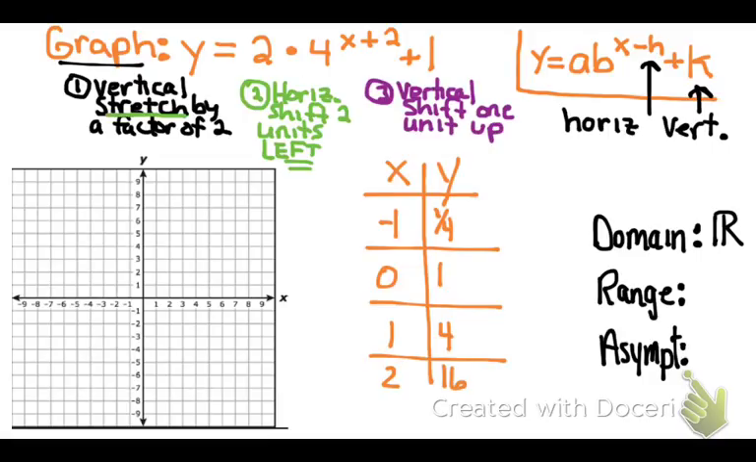There's a lot to look at on this slide. Let's start off with the domain. The domain is going to remain all real numbers. The range, however, is going to become y is greater than 1, and that is because our asymptote is also changing because of this vertical shift of 1. So we are going to draw our asymptote right here.